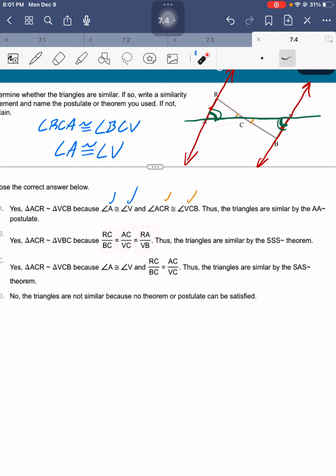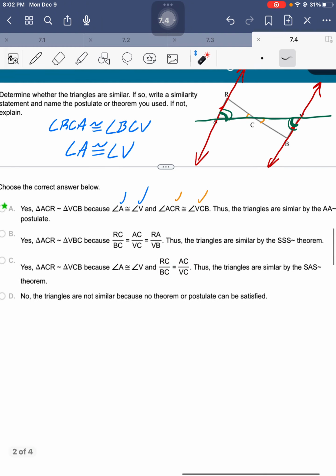Now, do I know anything about my side lengths here? Can I figure out the side length measures? No, I have no numbers. I don't have a 5 here. I don't have a 3 here. I don't have anything. So this is automatically out. Once again, I don't know anything about my side lengths, so this is also out. Now it's really just between A and D, because I don't have side length measures.